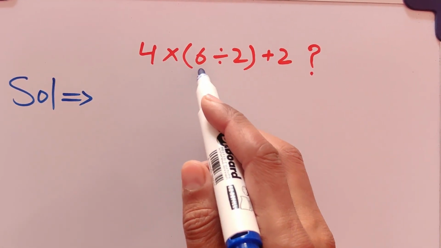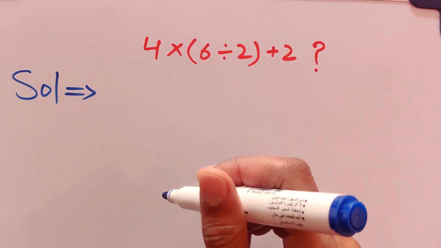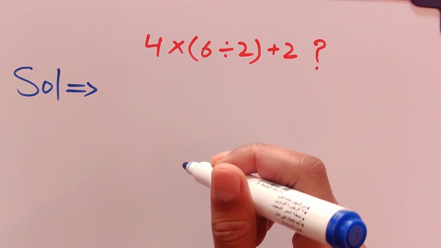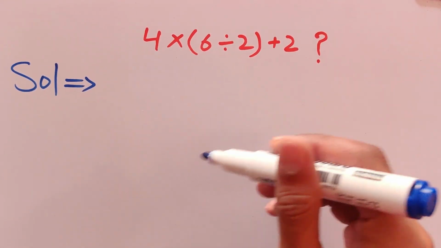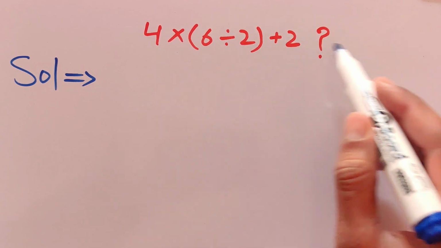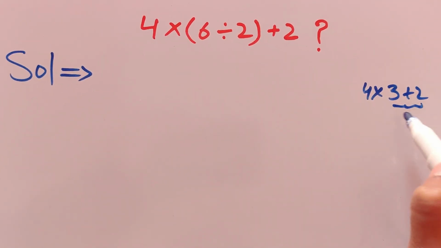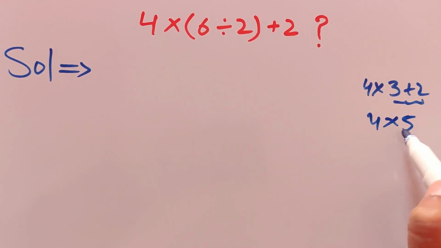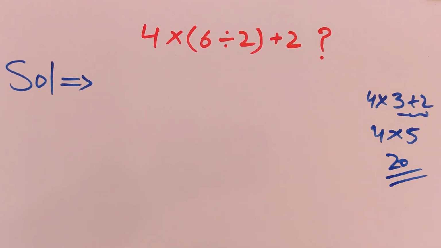Let's solve 4 multiply (6 divided by 2 plus 2). Solve each step by step following the order of operations, which is often remembered by PEMDAS or BODMAS. So, if you solve 4 multiply 6 divided by 2, that's 3, plus 2, now 3 plus 2 is 5, multiply 4, 4 times 5, 20. This is not the correct answer.